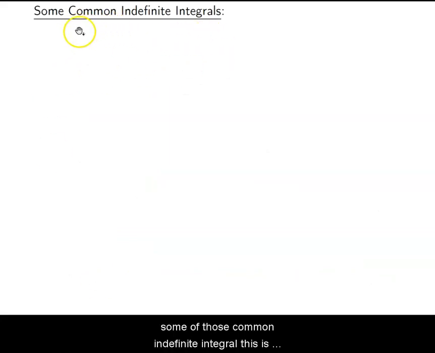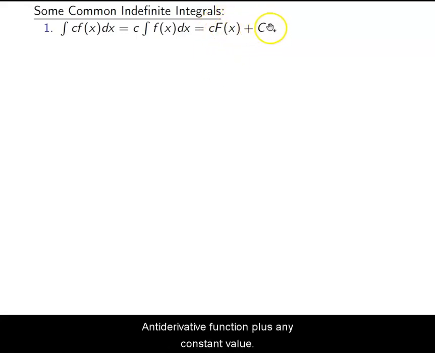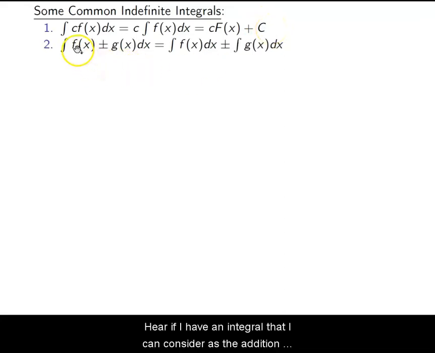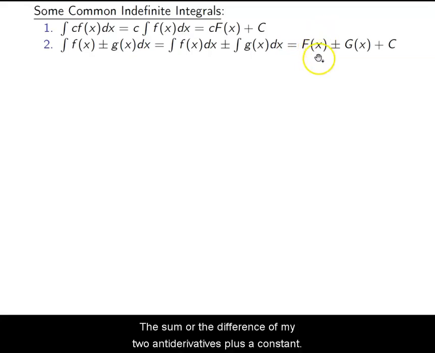This is pretty much the same as the one that we had for antiderivatives. Okay, so if we have a constant times a function, then I can pull that constant out and have it as a constant multiple of my integral. And my end result then is the constant times the antiderivative function plus any constant value. Okay. Here, if I have an integral that I can consider as the addition or subtraction of two functions, I can separate that into two separate functions, and then I can evaluate that as the sum or the difference of my two antiderivatives plus a constant value.